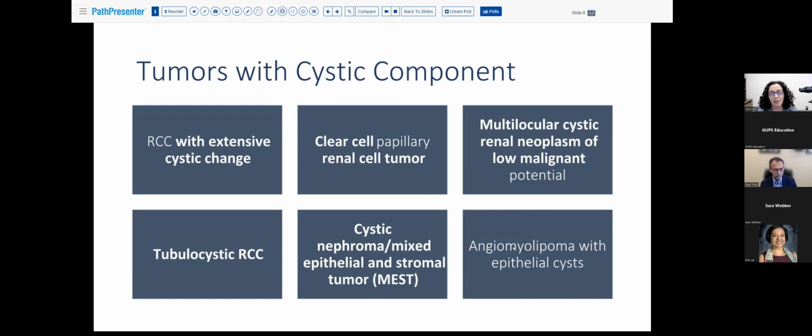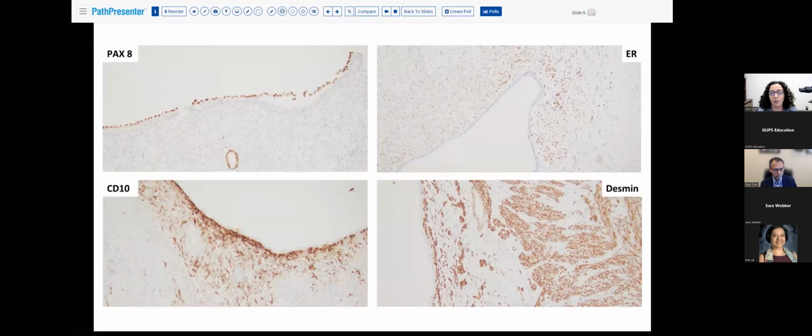To tackle this differential diagnosis in our case, we performed immunohistochemical stains. The epithelial cells were positive for both PAX8 in a nuclear fashion, as well as cytokeratin. The stroma was positive for estrogen receptor and CD10 focally, more enhanced in the cambium-like layer. We also thought that the stroma looked a little bit myoid, so we performed a desmin stain, which was positive. All of these stains would be positive in both of our differential diagnoses, both MEST and angiomyolipoma with epithelial cysts.